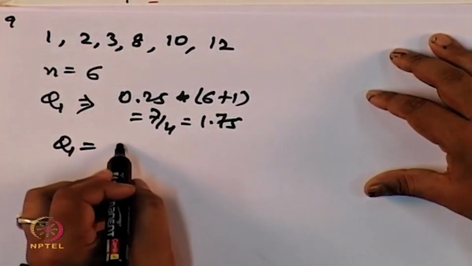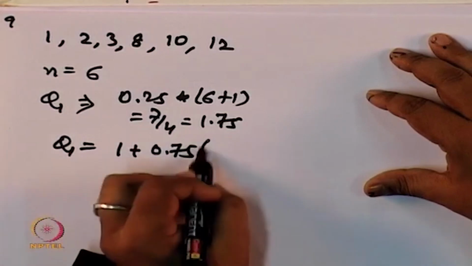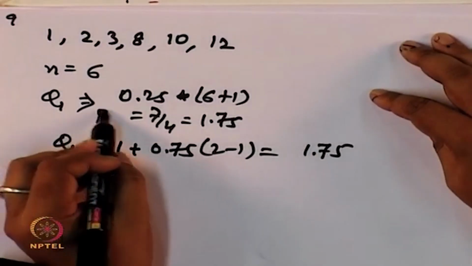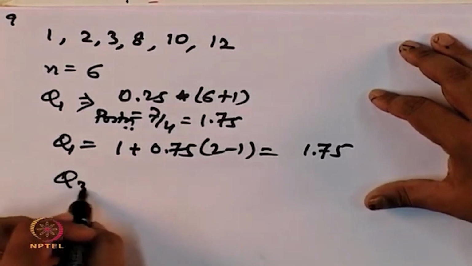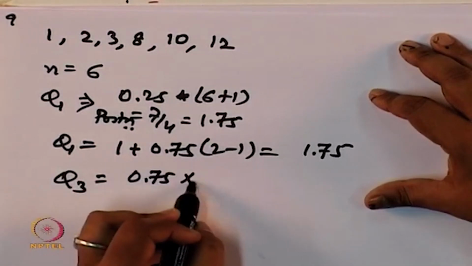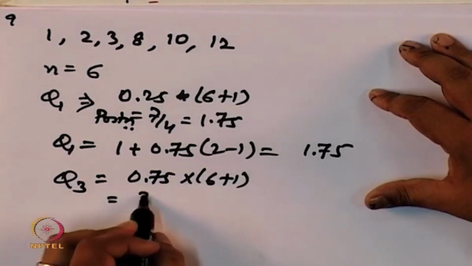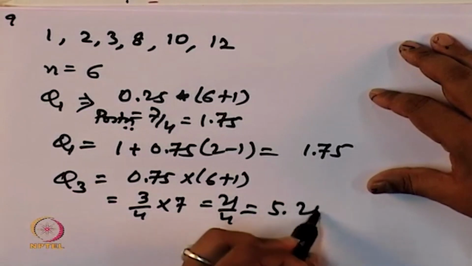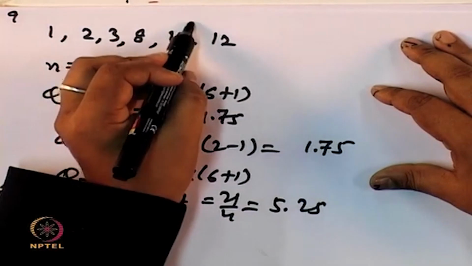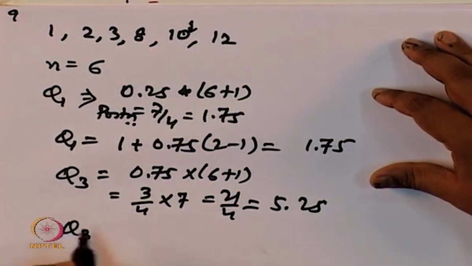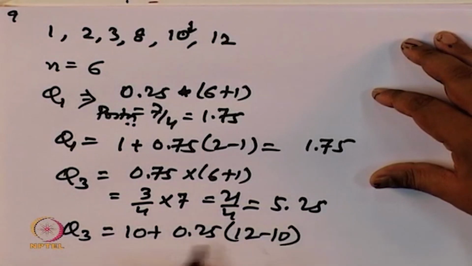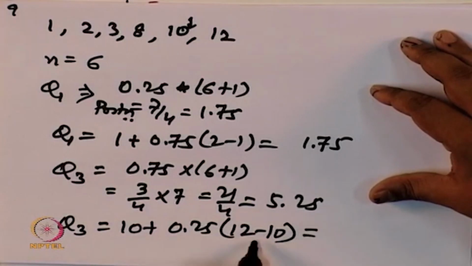Between 1 and 2, it is going to be 1 plus 0.75 times (2 minus 1), which is 1.75. This is the position, remember. Now for Q3, the position is 0.75 times (6 plus 1), which is 3/4 into 7, which is 21 by 4, that is 5.25. So the fifth number is 10, and then you have 0.25. So Q3 is equal to 10 plus 0.25 times (12 minus 10), which is 2 into 0.25, so 10.5 is your Q3.